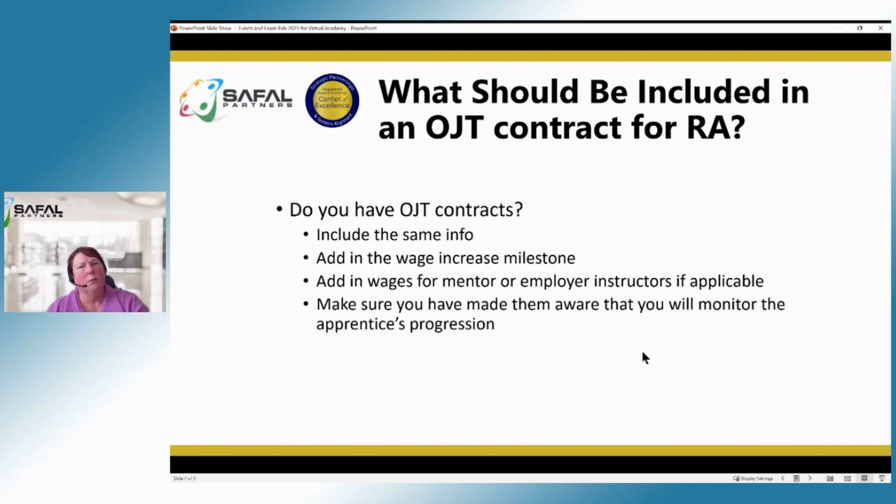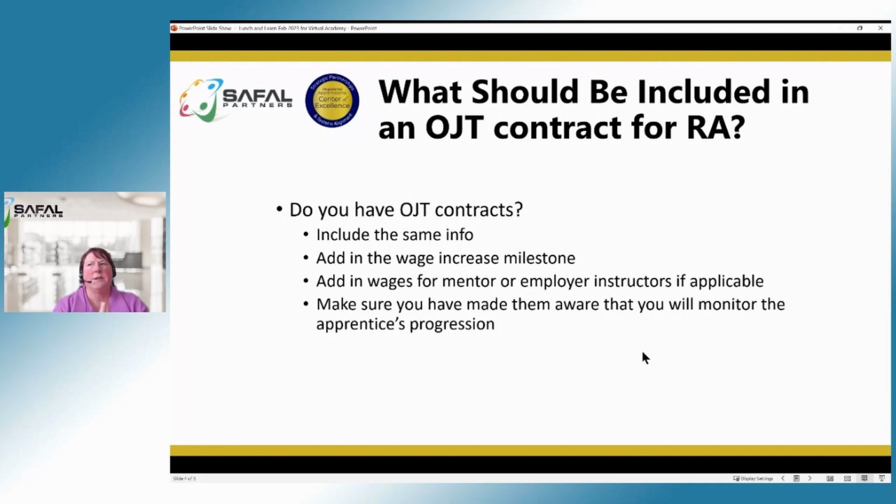If you're doing this for a registered apprenticeship, I highly recommend that you add in the wage increase milestone. So you would want to capture when that wage increase is going to be awarded to the person, and whether, after that point, it changes how much you're paying, which it typically will. And again, if you're going to do wages for mentors or the employer instructors, you need to capture that in your OJT contract as well.